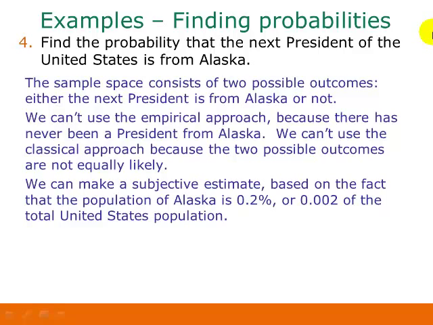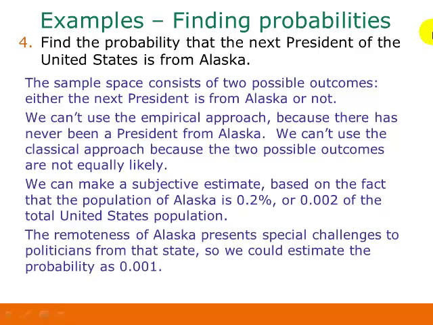So we can make a subjective estimate based on the population of Alaska compared to the rest of the country. The population of Alaska is 0.2% or 0.002 of the total United States population. So if we're just going off of that, we could say that the probability of selecting a president from Alaska might be 0.002.